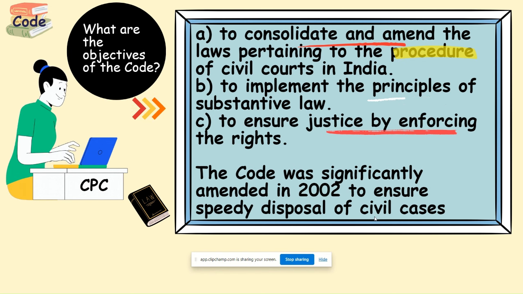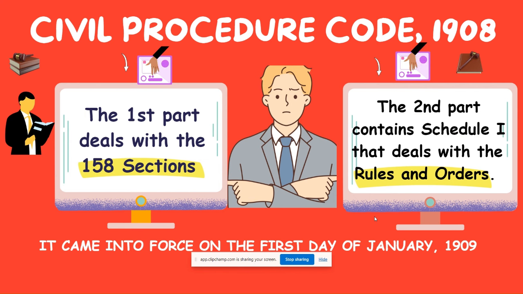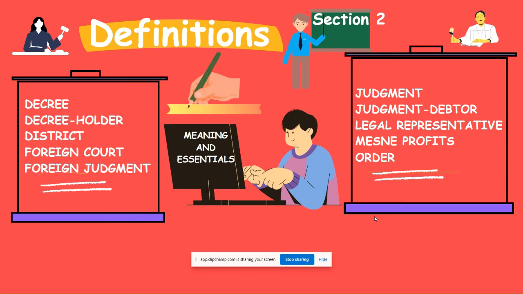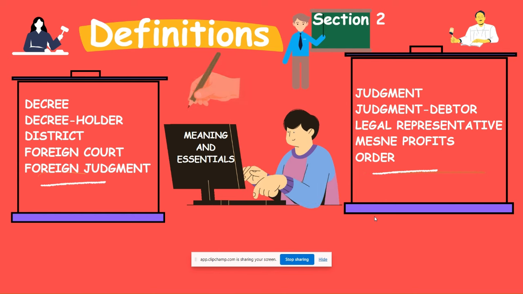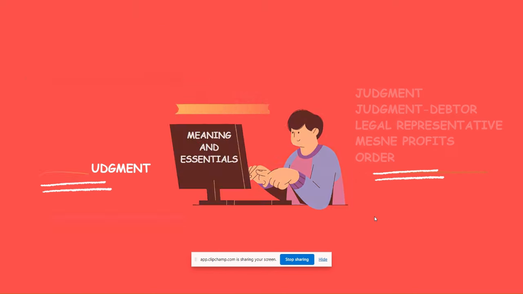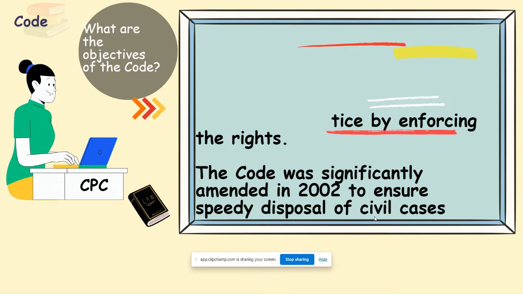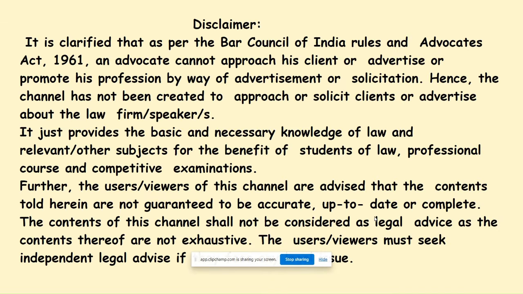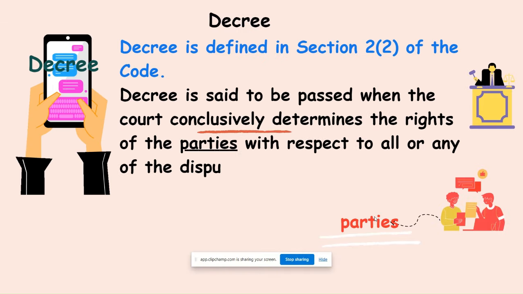The code we divided in two parts for easy understanding. In future also we are going to deal with the sections and rules and orders separately. The more important topic today is that we are going to see the meaning and essentials of these terms which are defined in section 2 of the code. Okay, now we proceed with the terms.